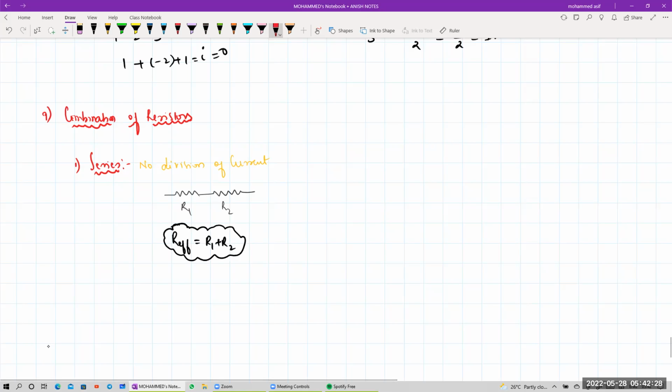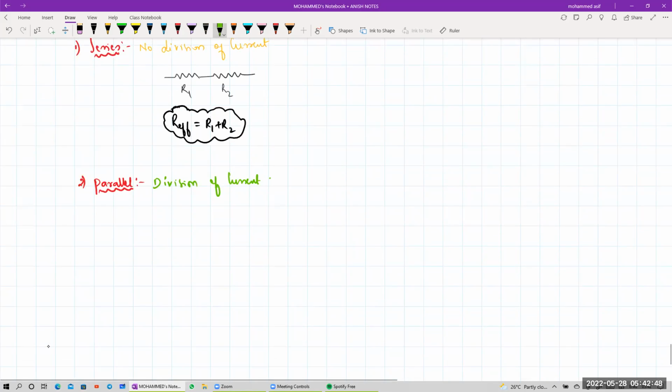Number 2, parallel combination. What I told you: in a parallel combination there is a division of your current. Right? If there is division of current, that is called a parallel combination. So let me give you one example.